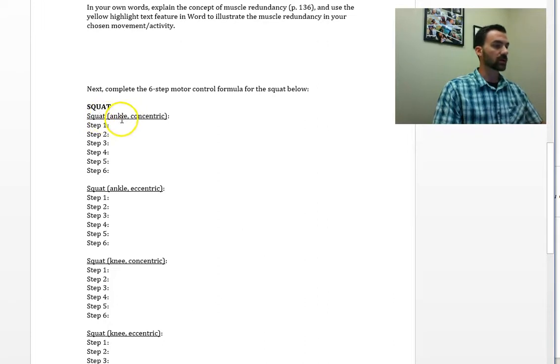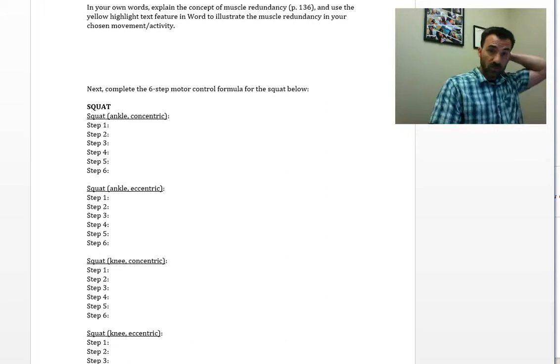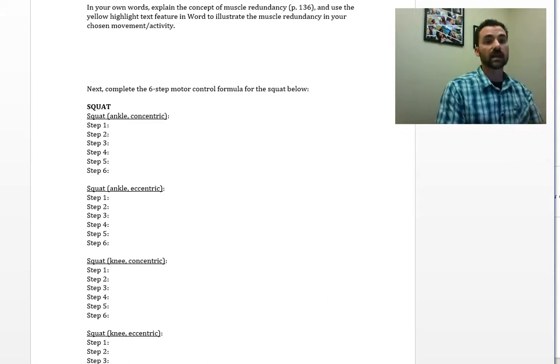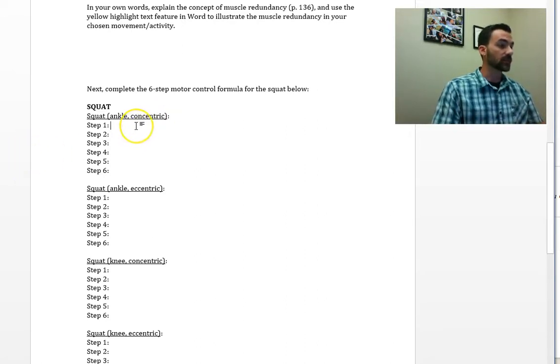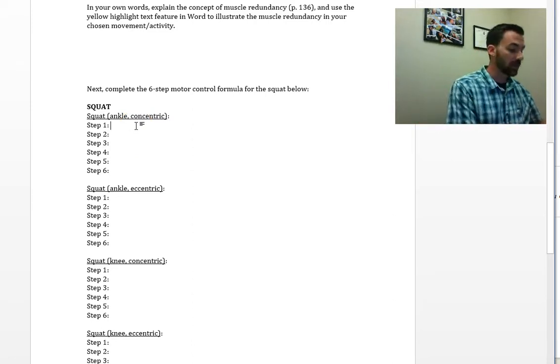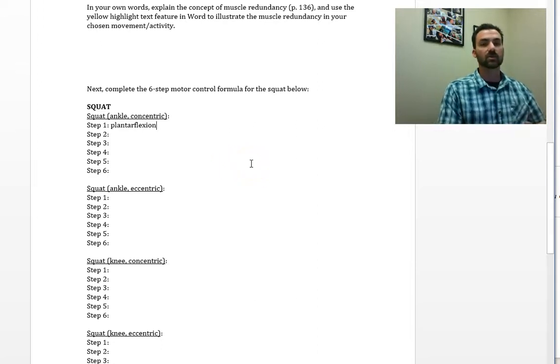So within the squat, we're going to be looking at the ankle during the concentric phase, ankle during the eccentric phase. So again, what does this look like? Now, the first step of the motor control formula is identifying the joint movement. Is it flexion, extension, abduction, internal rotation, adduction, external rotation, horizontal abduction, and so on and so forth? We need to first identify the joint movement. And for the squat, during the concentric phase, as we're coming up, we're going to be extending the ankle, which we call plantar flexion. Okay, so that is going to be the joint movement.